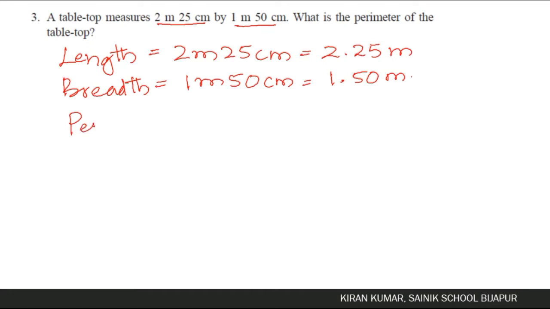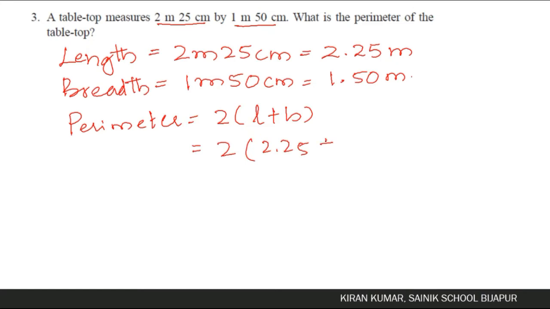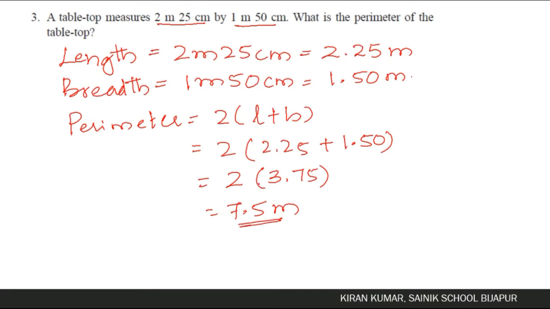So the perimeter is 2 times of length plus breadth. Here the length is 2.25 plus the breadth is 1.50. So it is 2 times of, add them, we get 3.75, multiply them, we get 7.5, and it's in terms of meter. So the perimeter of the tabletop is 7.5 meters.